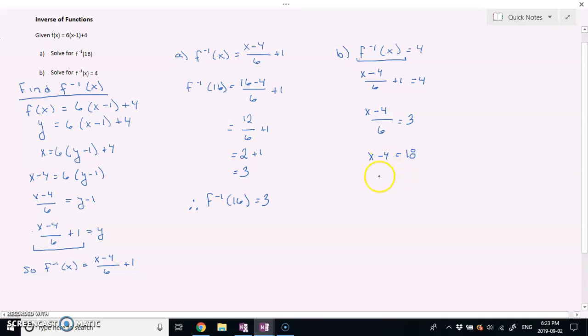And finally, add 4 to both sides. We're left with x equals 22. Therefore, when f inverse of x equals 4, x equals 22. So you see, once we find the inverse of a function, it's quite easy to either replace x and solve, or to set the inverse function equal to a number and solve for x.